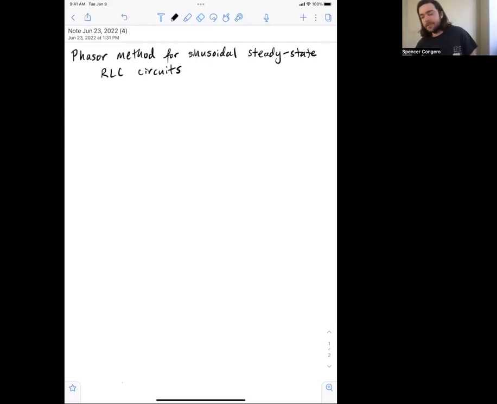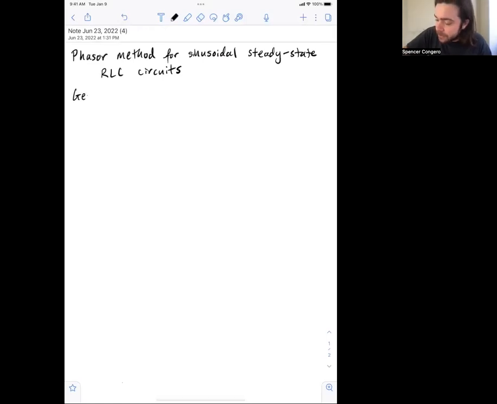Okay, so the sinusoidal just means that the inputs that we put into these circuits are going to be sinusoids. And the steady state means all the transients have passed. Everything is just really nice for us to study. Everything in the circuit is going to be sinusoidal. And the RLC just means that there are resistors, inductors, and capacitors only in our circuits. Okay, so that's the general setup for what we're going to talk about.